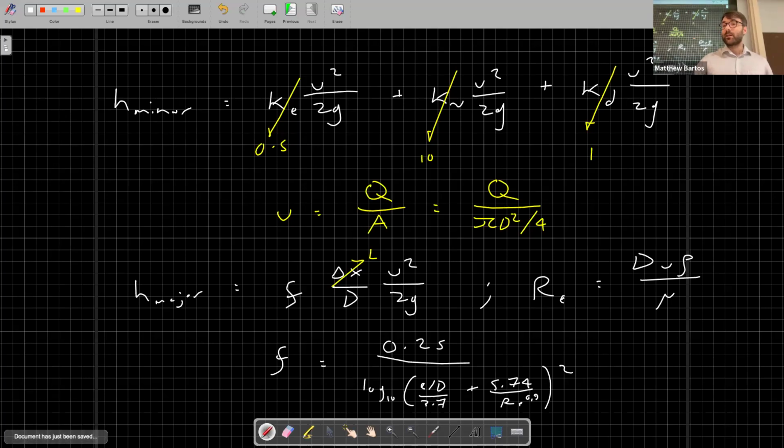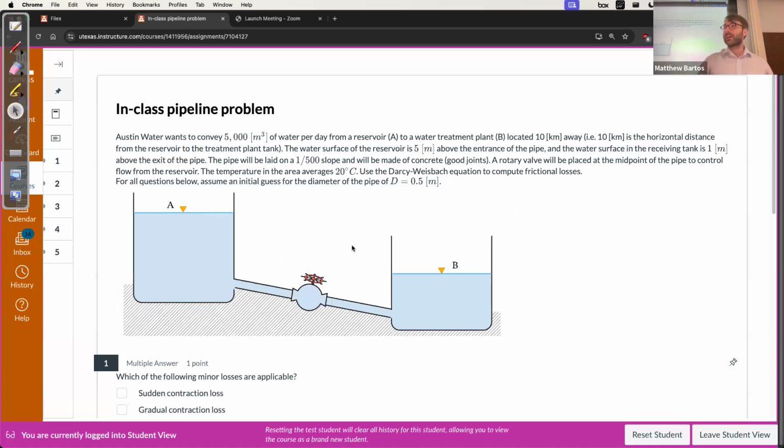So with that, I will give you the rest of the class to finish this problem. There is one more part of the problem that might cause some consternation. That is computing the known head loss between the two reservoirs. So how can you do that if you don't know the actual discharge or the actual velocity or diameter of the pipe? How do you know what the head loss is between the two tanks? This is a known quantity.